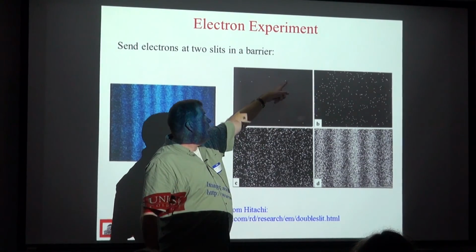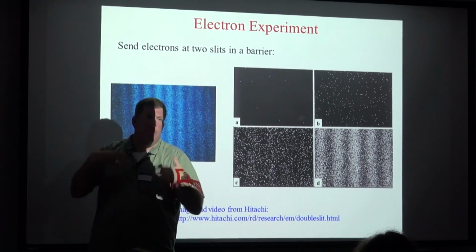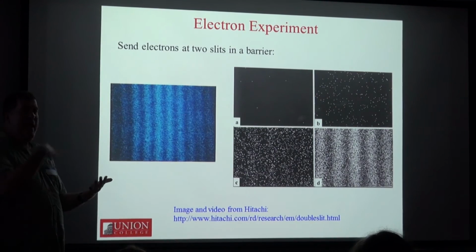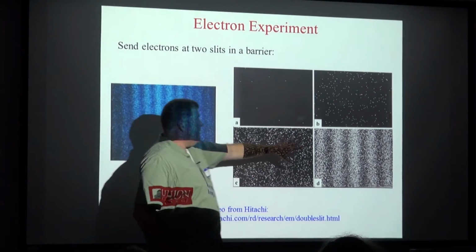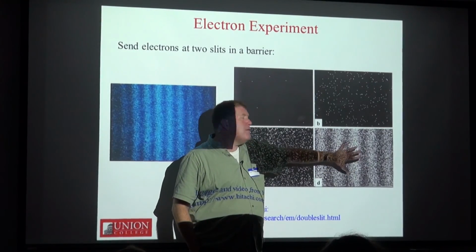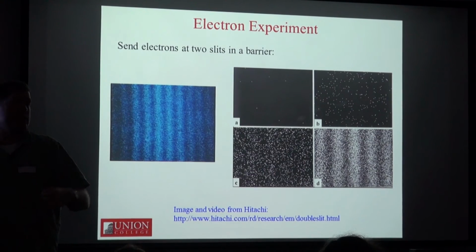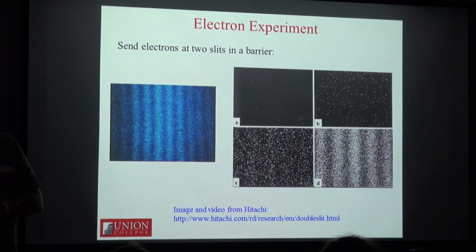So, each individual electron makes a dot. The pattern of their arrival times and positions seems pretty random, but if you add up enough of them, you get this pattern of bright and dark stripes. And this pattern is exactly the diffraction phenomenon that Steve showed you with the laser pointer and with the laser in the box here.